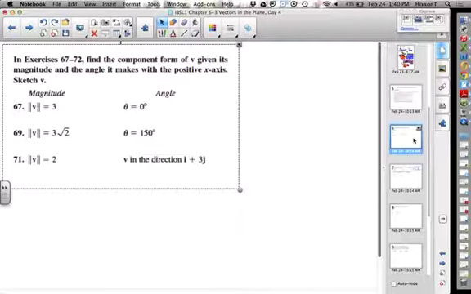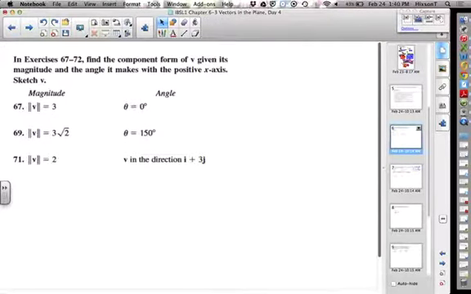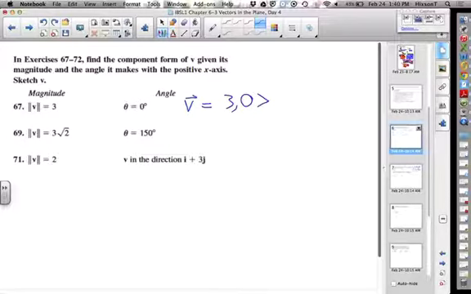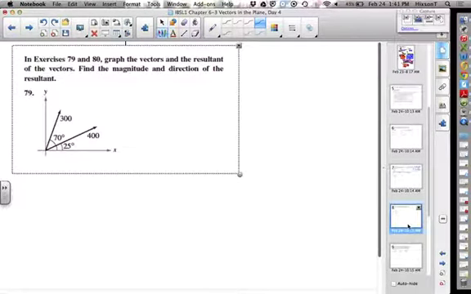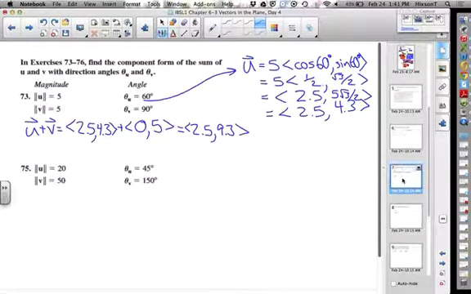Which again, by the way, number 67 should be a really easy one. If I have a magnitude of 3 and my angle is 0 degrees, then what is the vector? 3, 0. The others you would have to use the formula for. If it's 45 degrees, then all you really know is that your horizontal and vertical components should be the same in the end.